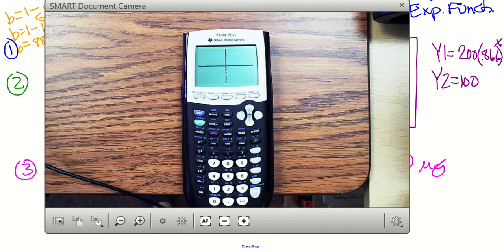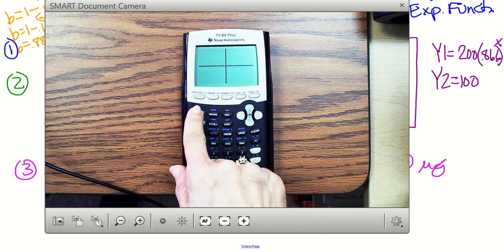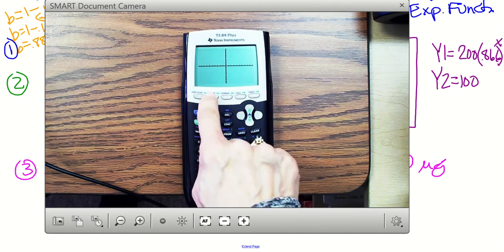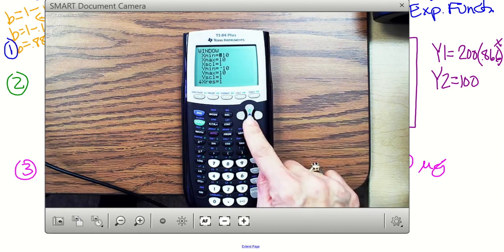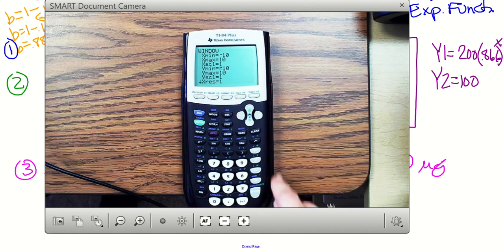And you can see that I don't see anything. Well, let's think about that. My initial quantity, which is my y value, is 200, and I'm trying to find when it's 100. So if I look at my window, I only have y's going from -10 to 10. So I'm going to start by changing those y values to match what I've got in this problem.